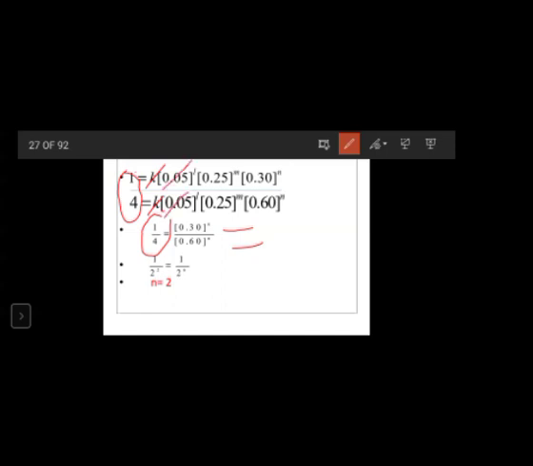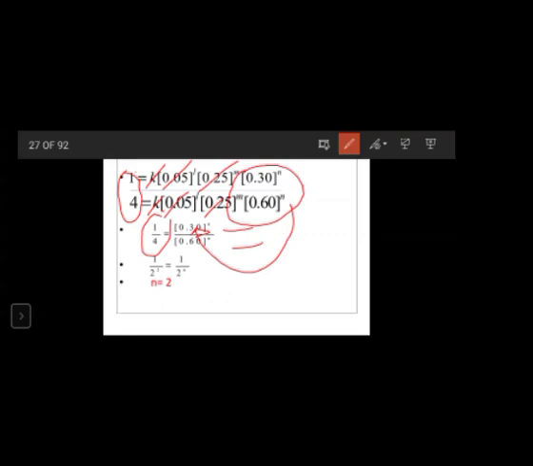And when you come, this and this are the same, so they go away. So you are left with this. And that can be written as this. And then you can change this one to 0.3 times 2, which is the same thing as 0.6. So what I did is just write it as 2.